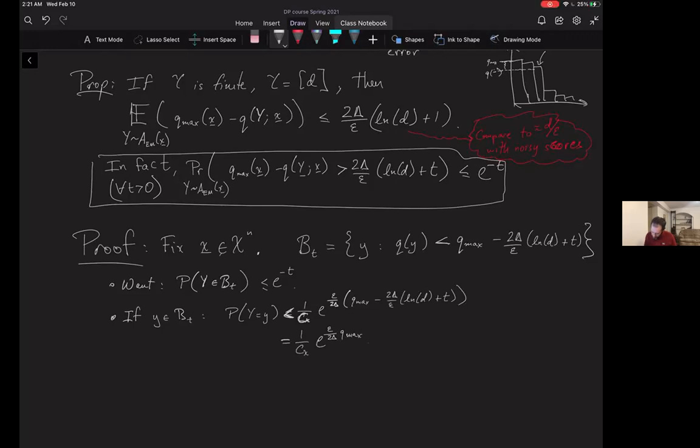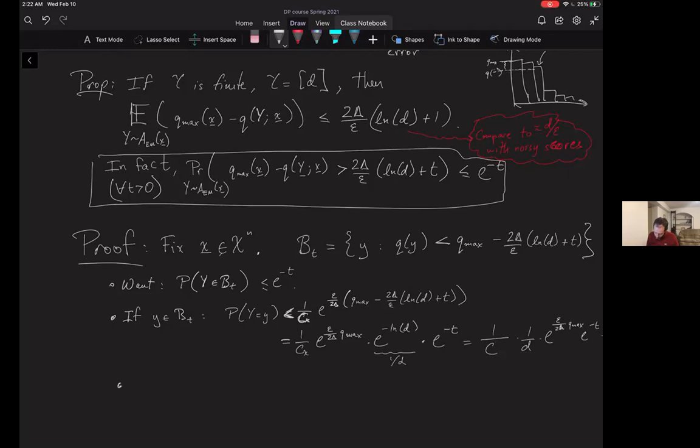So then we get times e to the minus log of d, and then times e to the minus t. And this thing here is just 1 over d, right? So we get 1 over c times 1 over d times e to the epsilon over 2 delta q max times e to the minus t.